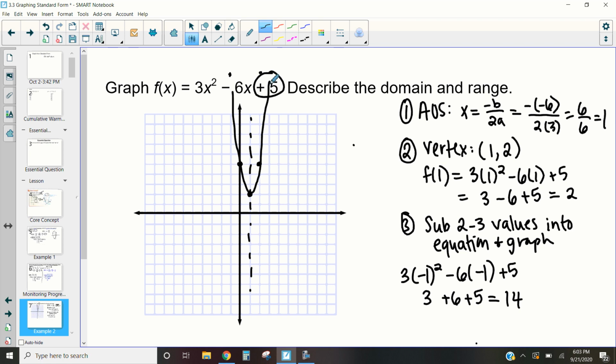Okay, so the easiest thing to do is graph our axis of symmetry, find our vertex. After we find our vertex, what I like to do before I even substitute these numbers in, to make this even easier on us, is graph our y-intercept. And then we want to plot the symmetric point.